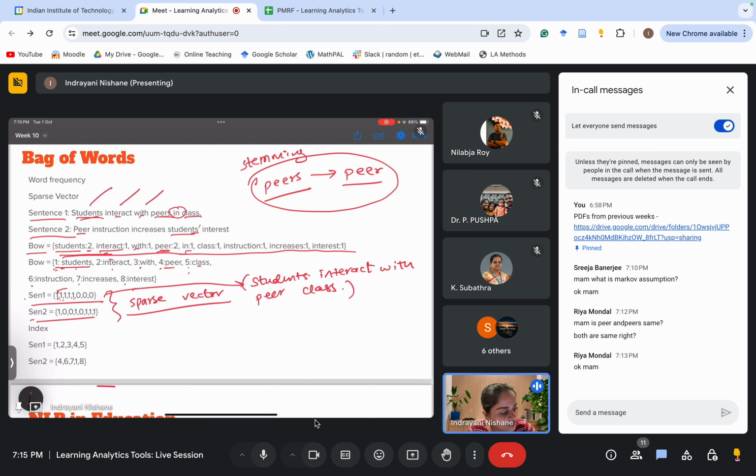So now if you convert every word after performing lemmatization and stemming, this will be reduced to this sentence only: students or student interact with peer in class. The same way it has happened here. So here also you can make it: first is student, then the second word in this list, interact, is not there, with is not there, then peer is there, then class is not there, then instruction increases interest is there.